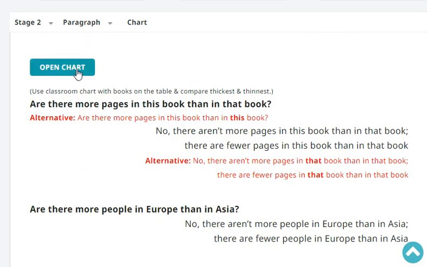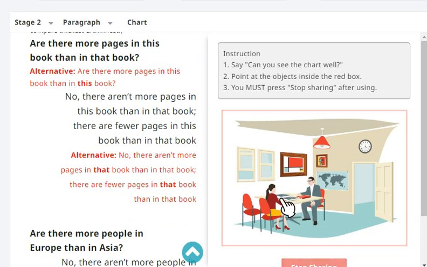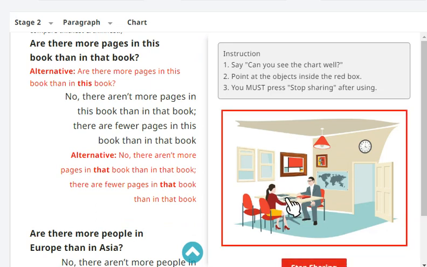So, are there more pages in this book than in this book? No, there aren't more pages in that book than in that book. There are fewer pages in that book than in this book.